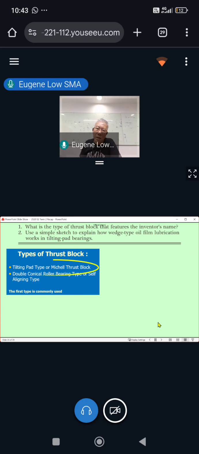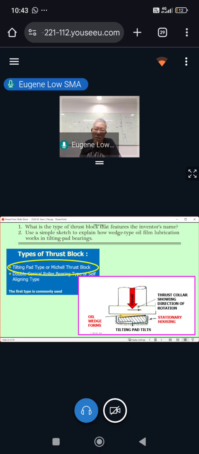Okay, and use a simple sketch to explain how the wedge type oil lubrication works in this kind of bearing, right? Tilting pad bearings. So this is the picture you're going to be familiar with, right? And with all these tags there. Notice the arrow of rotation. So the thrust is the thrust from the propeller. So this is a thrust collar.